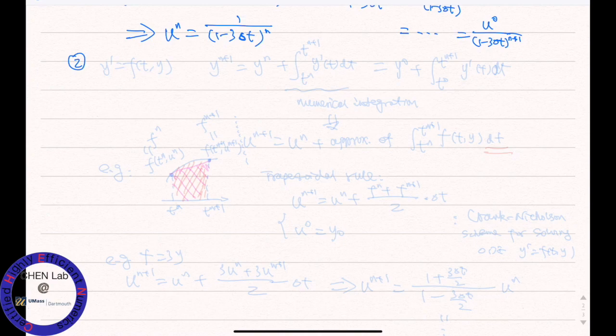Okay, so the integral is that because we have this y prime is equal to f(t, y), right? So we know y_{n+1}. I mean, this is probably not so trivial. If we know the derivative, we go from t_n to t_{n+1}. We get y_{n+1} is equal to y_n plus the integral of y prime(t) dt, right?